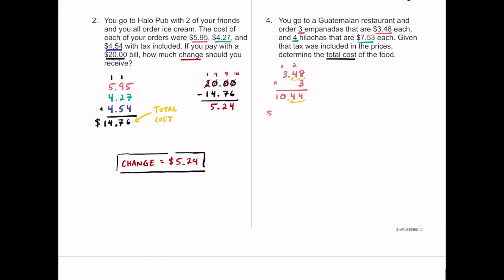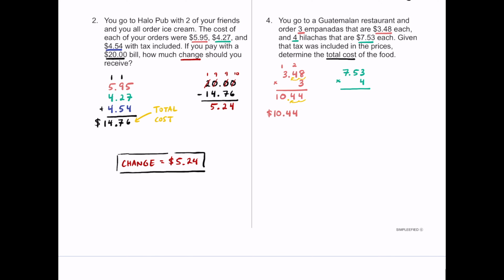So this $10.44, that's going to be the cost of the empanadas only. Okay, so I'm just going to go ahead and hold that off to the side for a moment, okay? And what we can do here is for the hilaches, let's go ahead and take this $7.53, that's for one of them, and we are buying 4, okay? So let's go ahead and see the total cost.